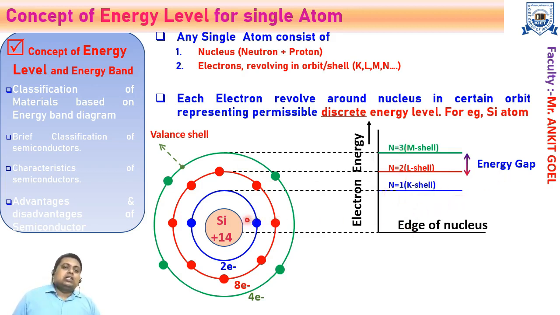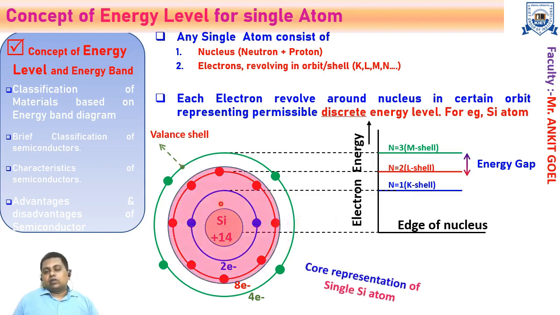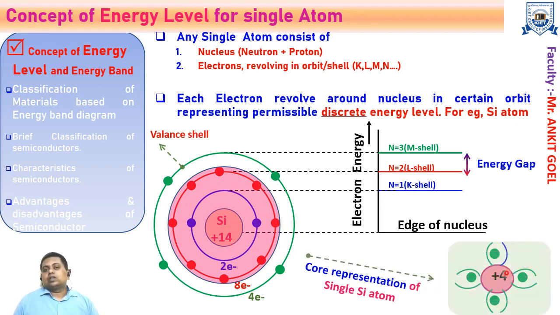Let us also understand the concept of the core, how the silicon core is represented, which will be helpful in understanding the intrinsic and extrinsic semiconductors. For the silicon and germanium atom, both have the same representation for the core. This is how the representation is done for both silicon and the germanium atom.